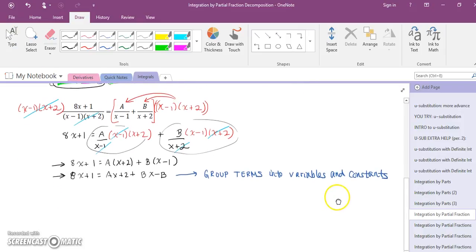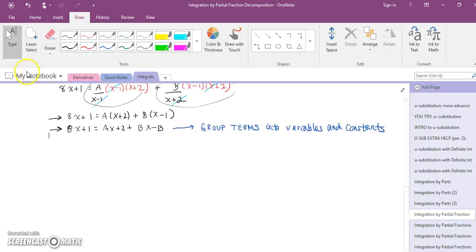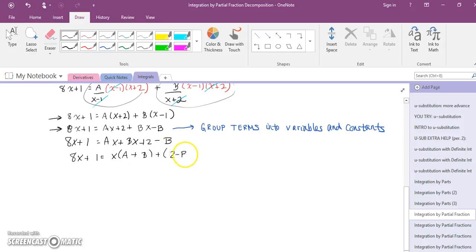And let's keep solving here. Let's group our terms into variables and constants. So I'm going to have 8x plus 1 equals Ax plus Bx plus 2 minus B. Let's factor an x out. So here's my variable terms, and I can't really factor anything out of these constants here. It's just 2 minus B. I had to pause the video because I realized I forgot this A here, which is in red right now. So go back and put the A back in. Whenever I distributed the A, I had a 2A, not a 2 there. Anyway, so I'm going to be left with this statement right here.